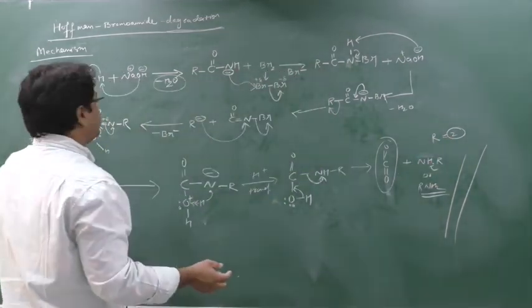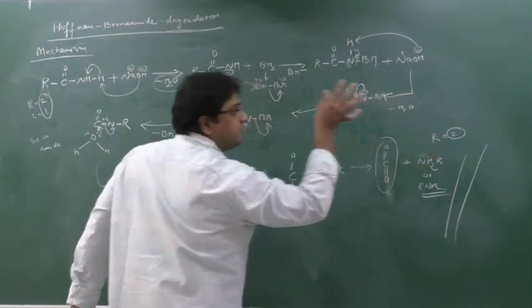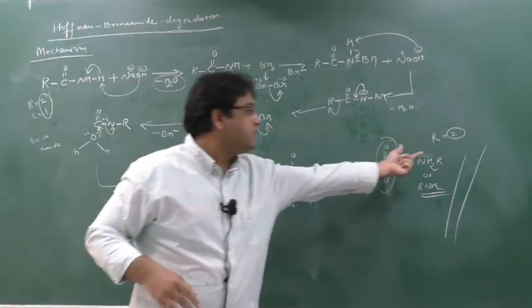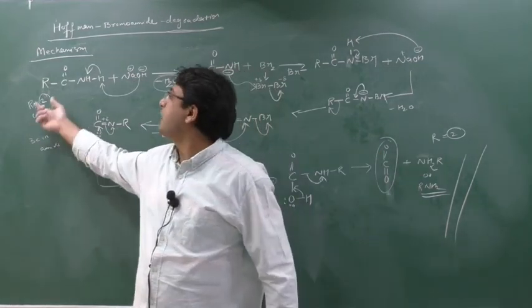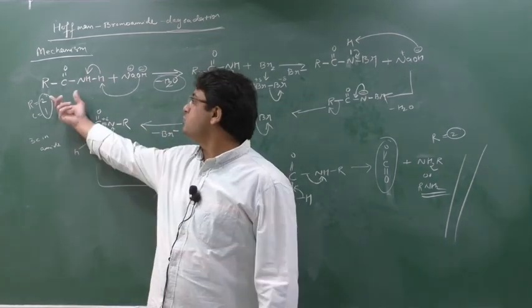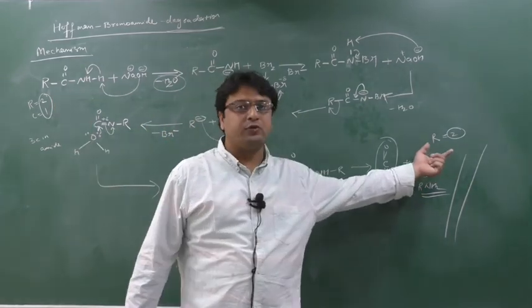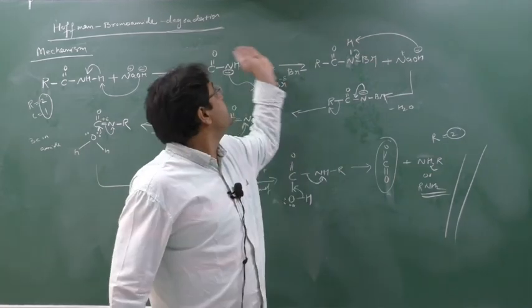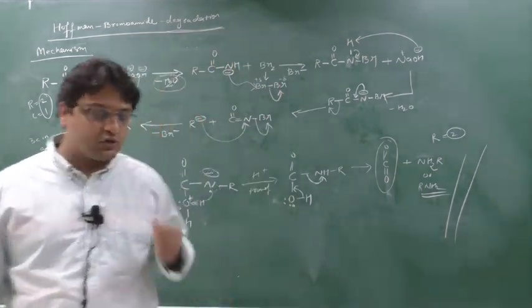So totally there was 3 carbon reactant, but I got the product of 2 carbon, because R I am considering to be 2. So total carbon in reactant was 3, but product I got is of 2. Means carbon is reduced, degraded. Clear? That's why it is called degradation.